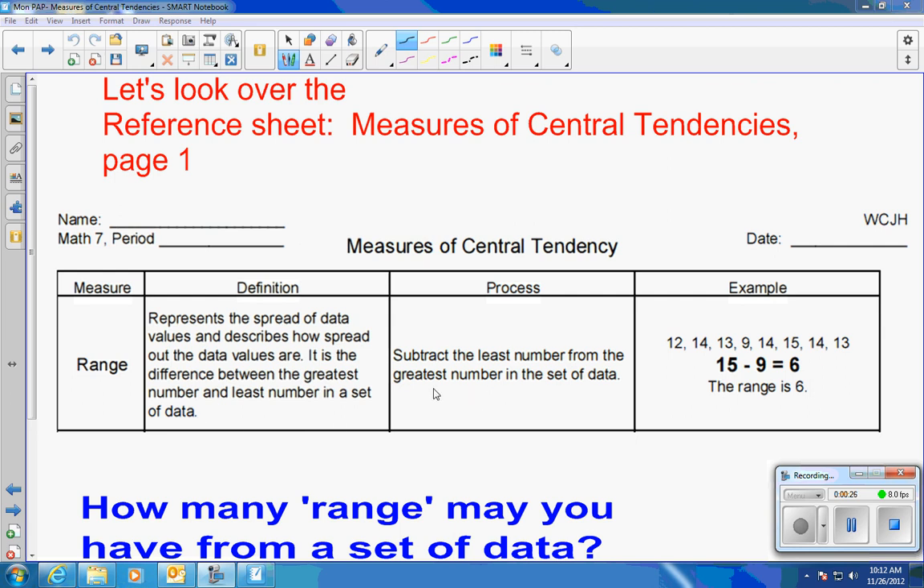So the process that you use to find the range is that you're going to subtract the least number from the greatest number in the set of data. So in other words, you're going to do high minus low. So when we look at this set of data, the highest number that we have is 15, and the lowest number we have is 9. So I'm going to do high minus low. The range of my data is 6. So what that means is my highest number and my lowest number is 6 units apart.